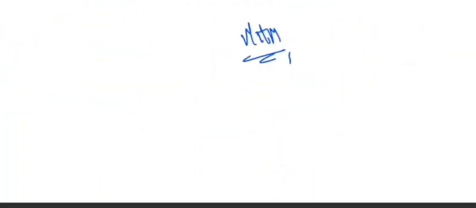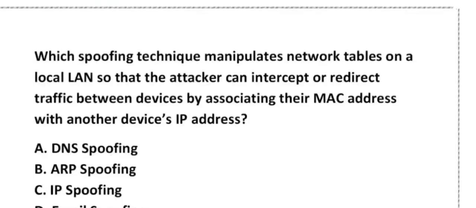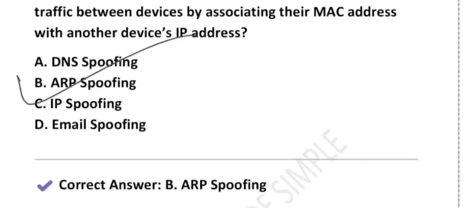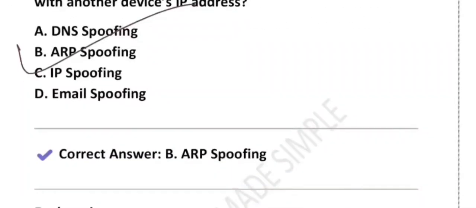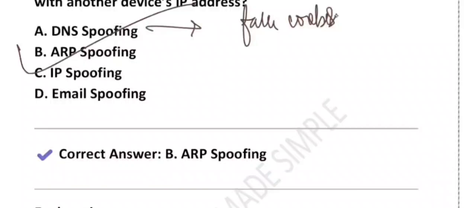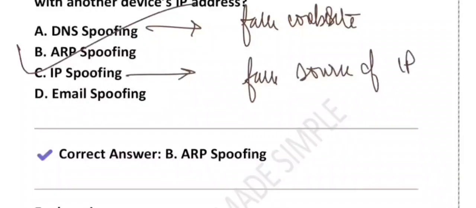That's why the correct answer to this question is option B. That is called ARP spoofing. DNS spoofing redirects users to a fake website by altering the DNS record. What about IP spoofing? Here the attacker fakes the source IP address in the packet. And what about email spoofing? Email spoofing is used in phishing. It has nothing to do with the network table or ARP.